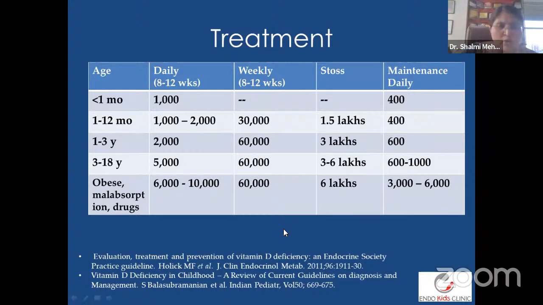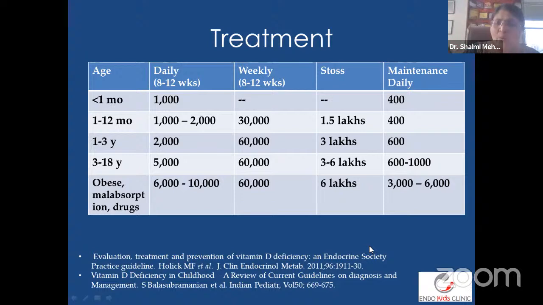So if you look at the 3 to 18 years category, we sometimes end up giving large doses of daily vitamin D also to treat the vitamin D deficiency, and then this has to be followed by maintenance therapy to prevent deficiency. Now, you have treated the vitamin D deficiency, but if you don't put this child on maintenance, he's going to have vitamin D deficiency again. So remember, it is not just treating the deficiency, it is also giving maintenance to prevent further deficiency, which is again very, very important.